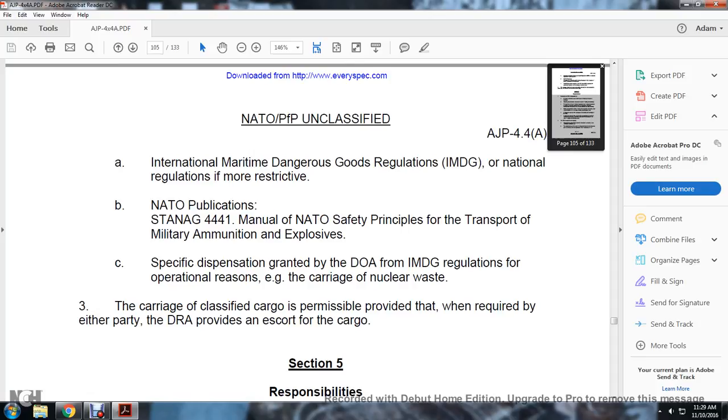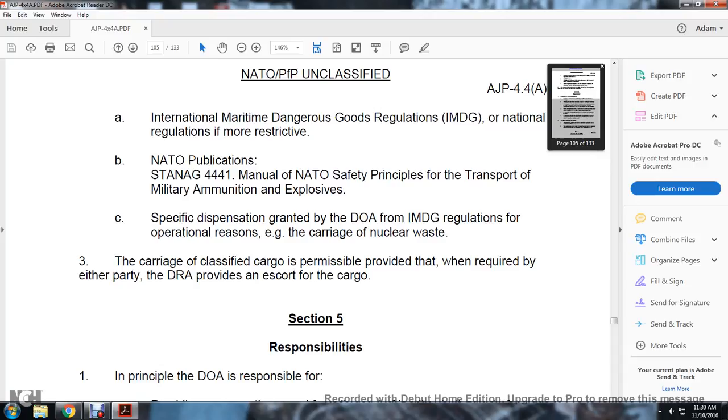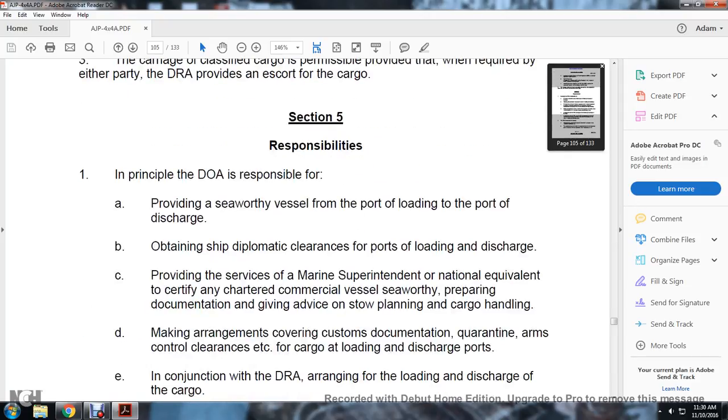International Maritime Dangerous Goods Regulations, national regulations, more restrictive NATO publications, STANAG 4441. National NATO safety principles of the transportation of military ammunition and explosives, specific disposition granted with the defense designated operating authority and the IMDG Goods Regulation. Operational reason for the carriage of nuclear waste, the carriage of classified cargo, principle provided by either party of the defense requesting authority provided by the escort cargo.